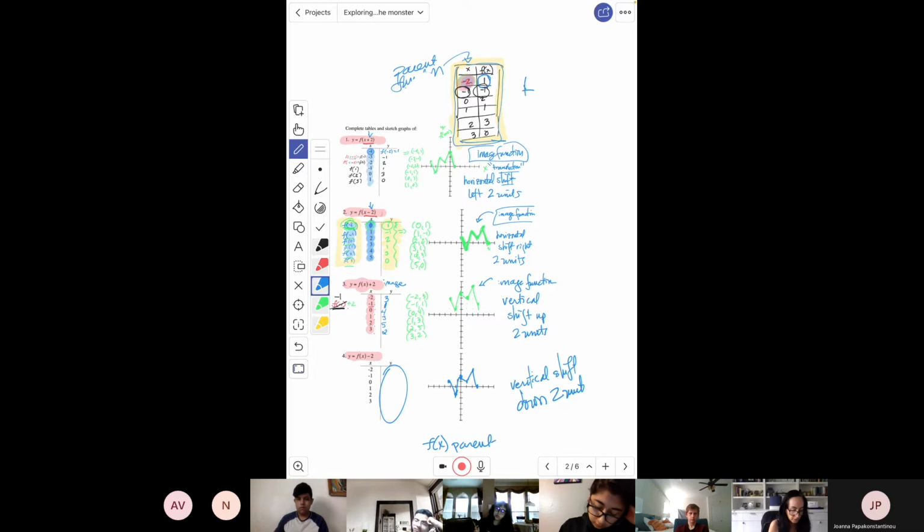So you can plot the parent and then shift everything down 2 if you want. I don't care. It's your decision how you want to do it. But you're going to give me the outputs and you're going to graph it.